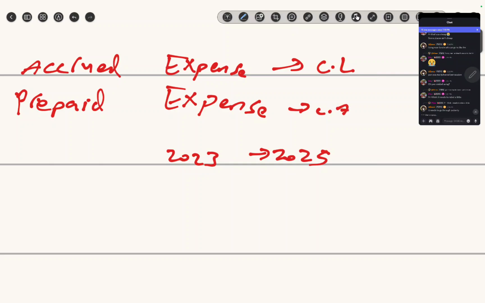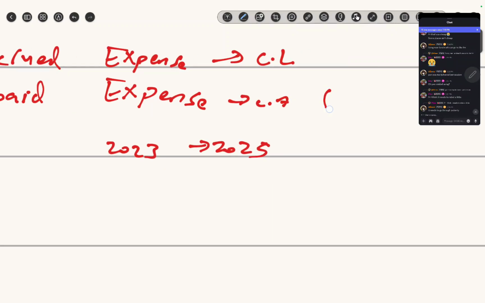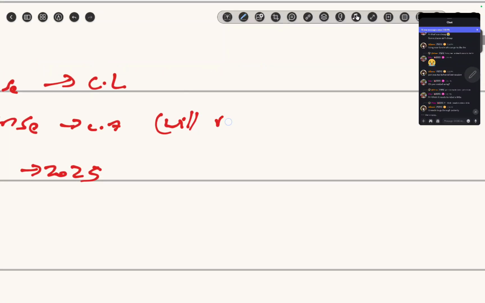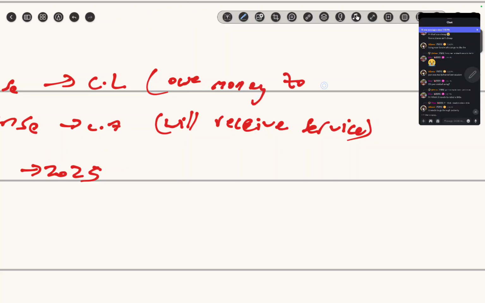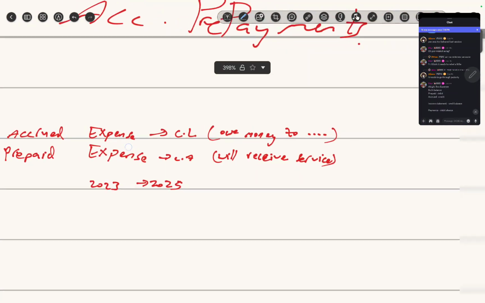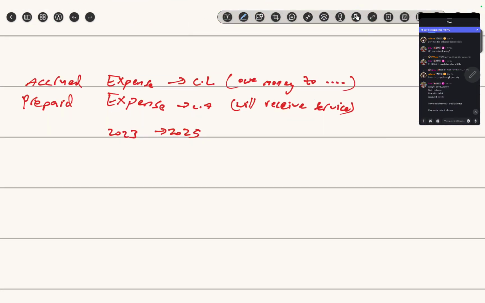Why is it a current asset? Because you already paid for the expense. Now you will receive the service. You own the service. Like the person giving the service owes the service to you. You are to receive the service. That's why it's an asset. And then here you have to pay. That's why it's a liability. So you can just say you owe money to whoever's giving the service. Okay. And that's what makes it a liability. So now we know which one is a liability and which one is an asset. Okay.